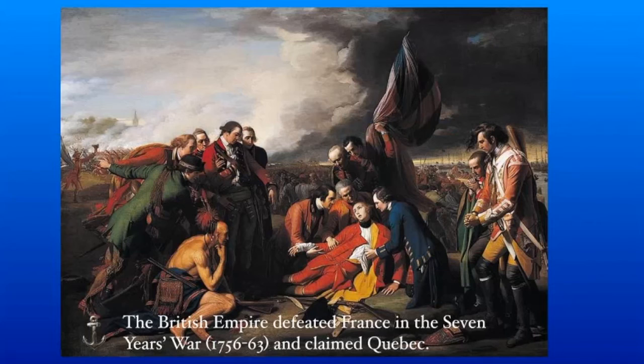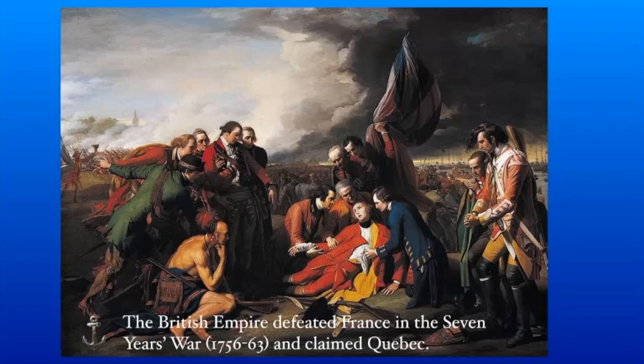So in what Americans call the French and Indian War, and the rest of the world calls the 7 Years' War, Canadians call it the 7 Years' War, from 1756 to 63, the English defeated the French and took over Canada. So what happened? Now this is cool.